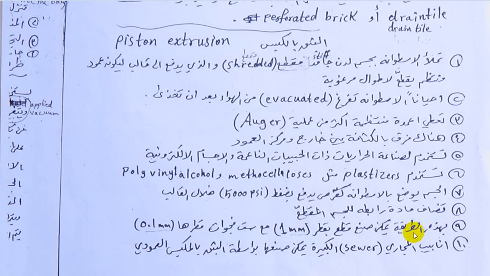As you can see, in this method we can manufacture articles with a diameter of 1 millimeter extruded with 6 orifices, or 6 cavities of 0.2 millimeter diameter. Sewer pipes can be manufactured by using vertical extrusion.